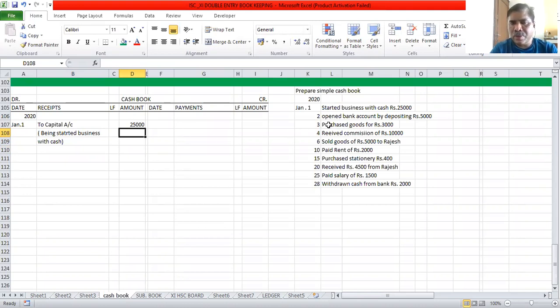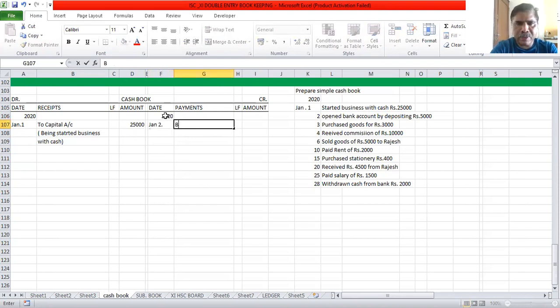Yes, sir. Opened bank account by depositing rupees 5,000. Here, does cash come in or go out? Goes out, payment side. January 2, by what should I write? By bank account. Given to the bank account, amount is 5,000. Okay. Yes, sir, I will write. You have to write the narration. Remember that. Okay. Next.